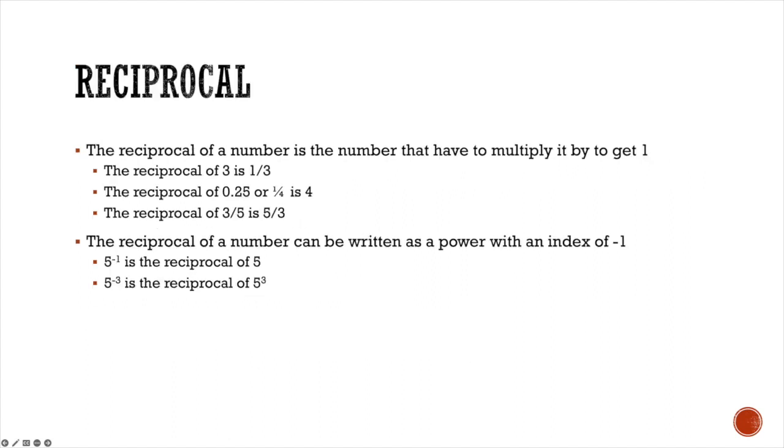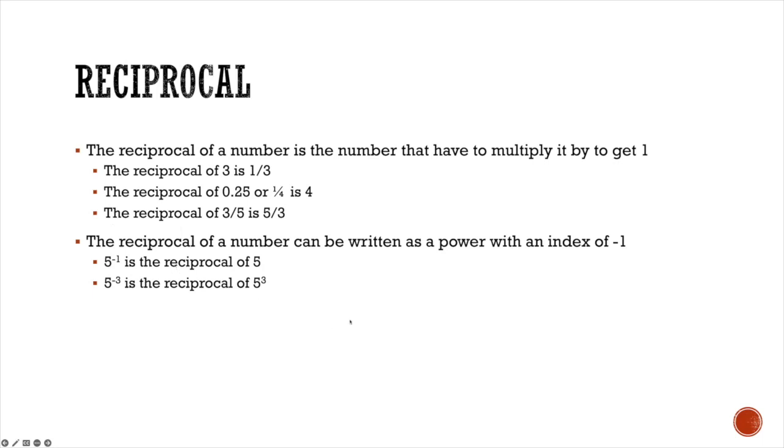Reciprocal. The reciprocal of a number is the number that you have to multiply it by to get 1. So the reciprocal of 3 is 1/3. If we multiply 3 into 1/3, then the 3s cancel, and the answer is 1. The reciprocal of 0.25, which is 1/4, is 4. See, the reciprocal means it goes upside down. The reciprocal of 3 over 5 is 5 over 3.